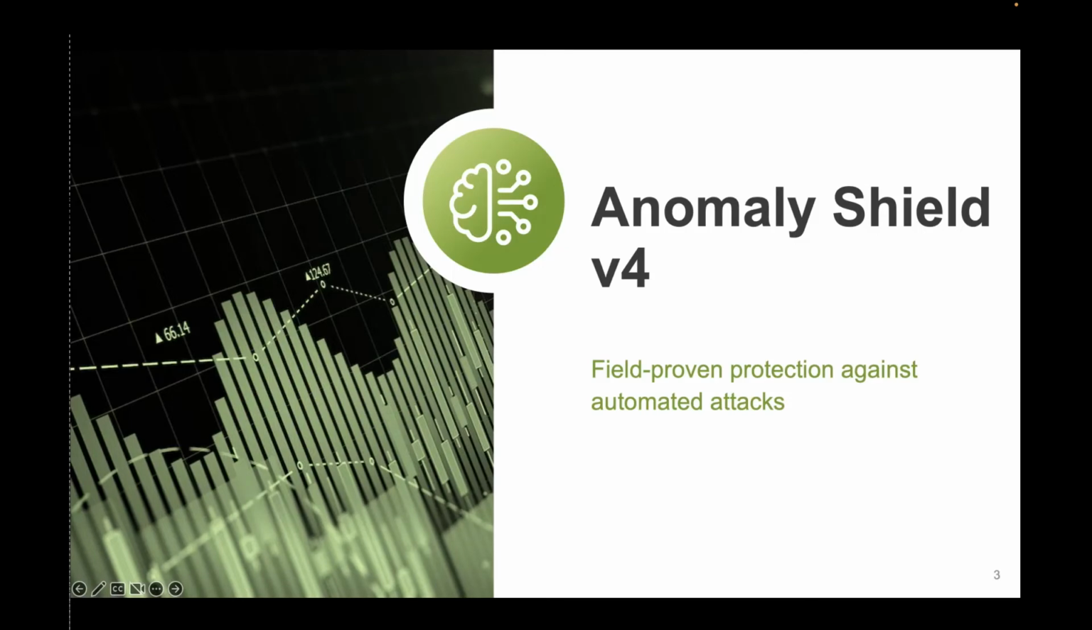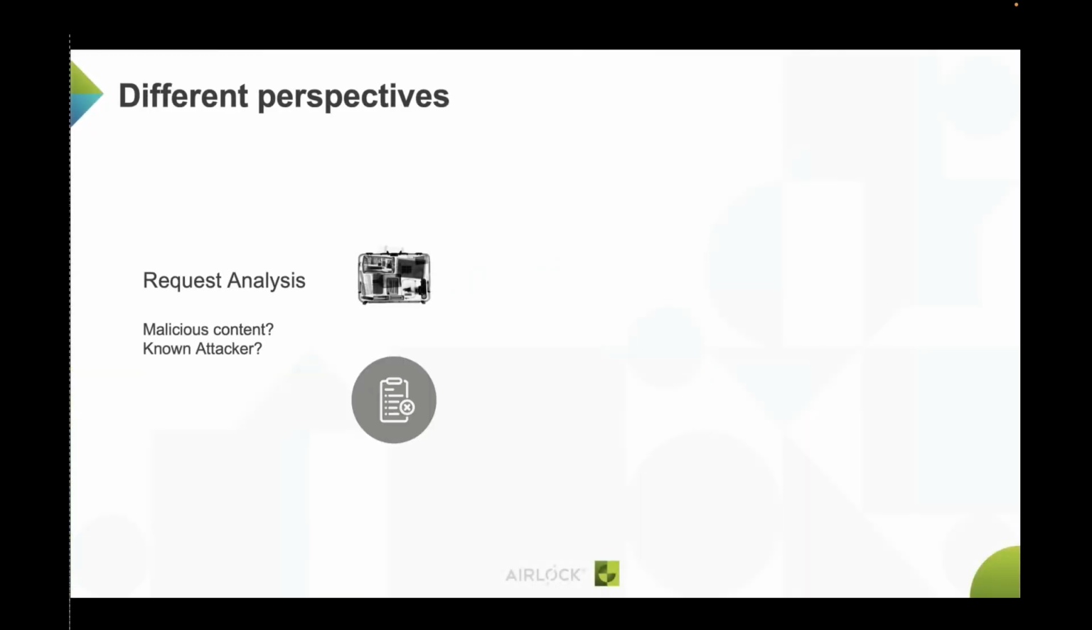And just as a reminder on what the Anomaly Shield is, I'll start with a quick look on how the Anomaly Shield works as opposed to what we already have in the gateway today. So it's really about different perspectives. When we're looking at traffic, then today in the gateway, we inspect every single request for malicious content. We try to determine if it's a known attacker. The typical capabilities here are deny rules and IP blacklist, and they're absolutely excellent when we want to determine known attack patterns and defend against them.